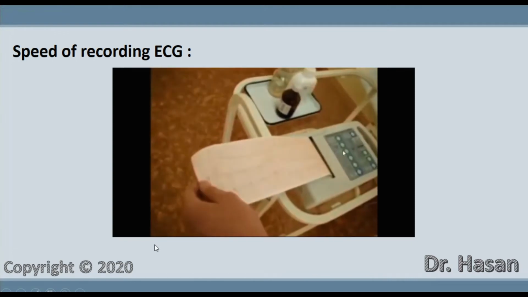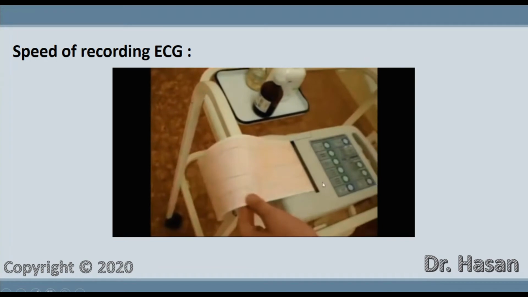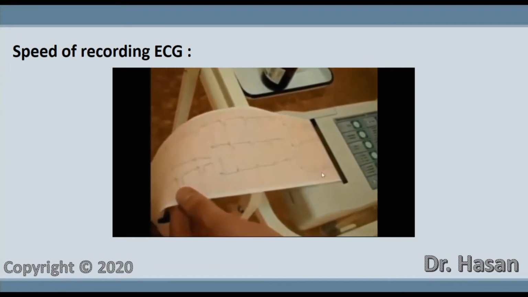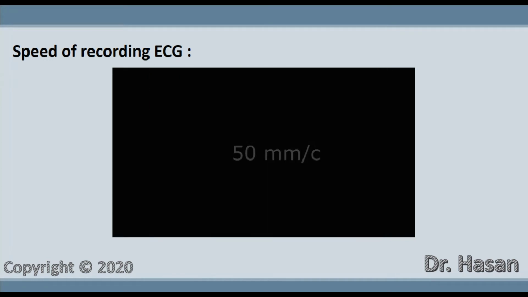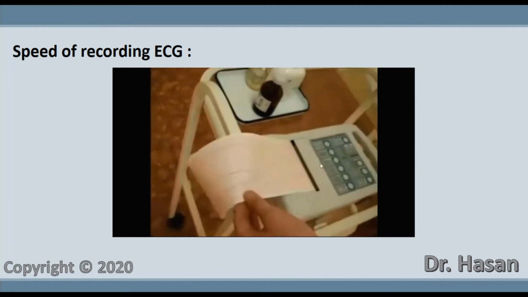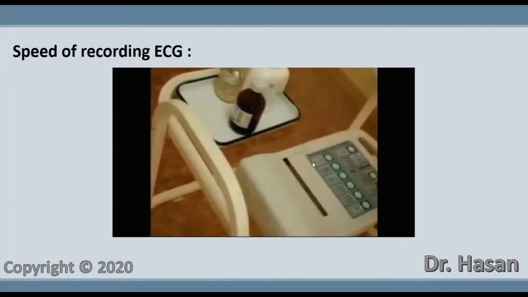Look here how it slowly goes away, slowly, slowly. And look here how it's much faster. This is the difference between recording at the speed of 25 millimeters per second and 50 millimeters per second.